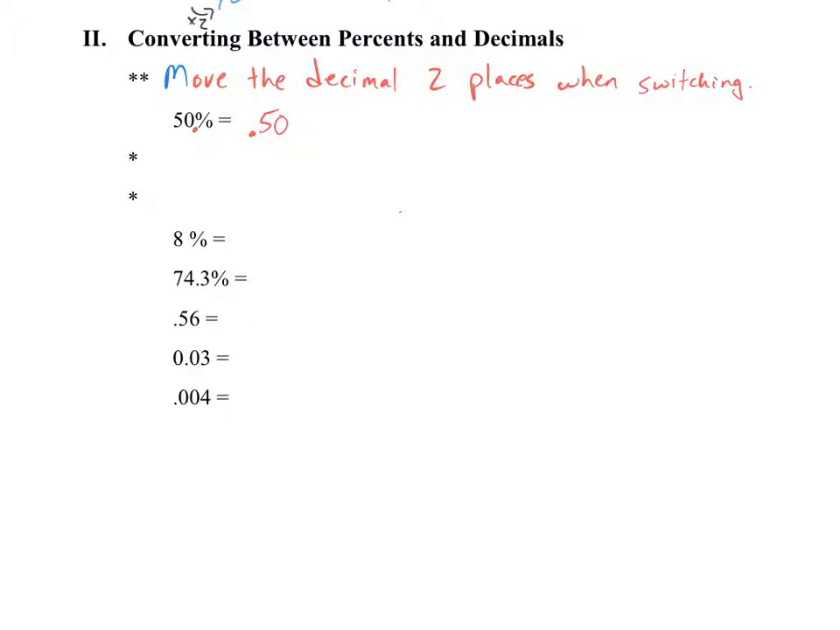But the key is, if you're going from a percent to a decimal, you move the decimal point 2 places. So it started out there. We move it 2 to the left to become 0.5 or 0.50. Now the direction, that's going to be kind of the, what are we doing?